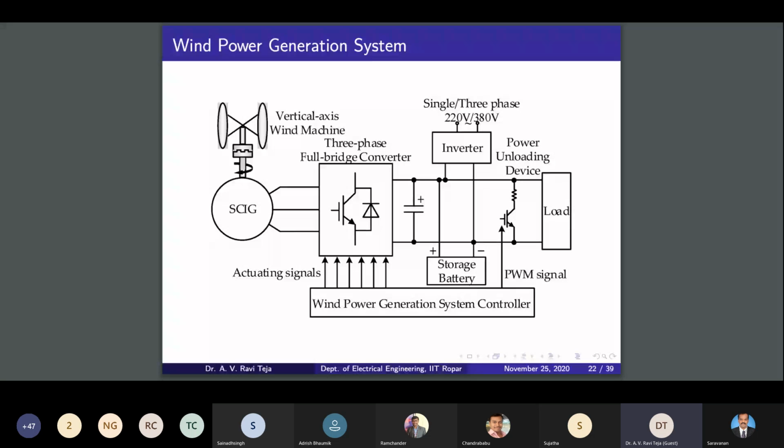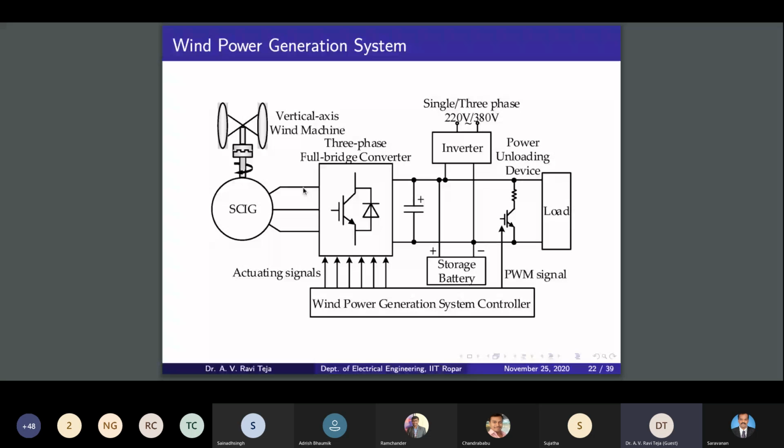So generally squirrel cage machines are very rugged because of the squirrel cage rotor structure. They are brushless and they are magnetless. So they are basically maintenance free machines. That is why they are generally preferred for wind power generation systems, especially remote location installations. So this squirrel cage induction generator I have shown here, where this mechanical input is given and the output will be electrical, which is again in the form of AC, right?